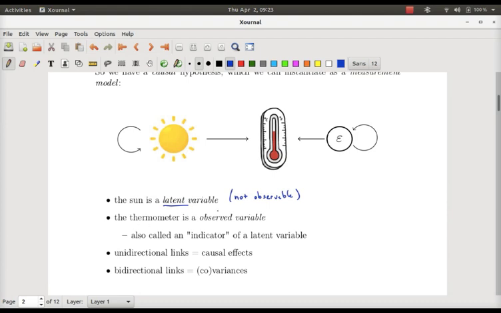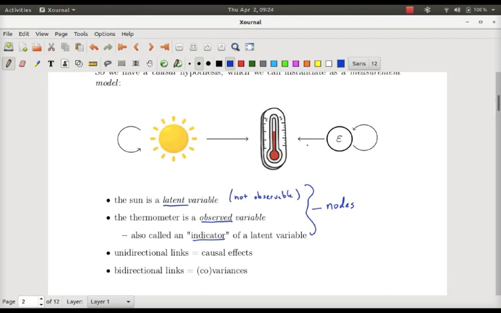The thermometer is our observed variable. We can see variations, we can see variance in these thermometer measurements. It has another name that we're going to use quite a bit today, and that is that it is also called an indicator of the latent variable of the sun. So we have these what are called nodes. These are both nodes. And we'll talk more about nodes as we go on.